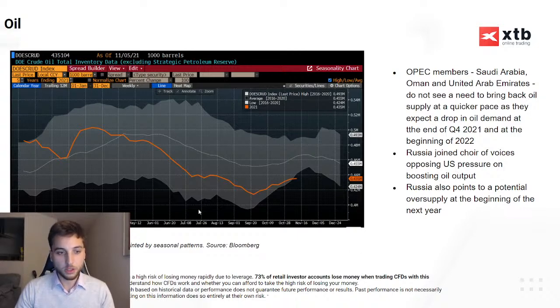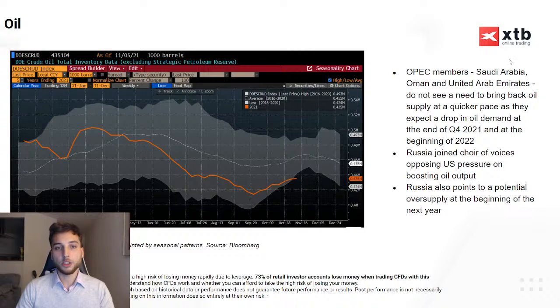Here on the Bloomberg chart on the left, we can see U.S. inventories grew at a slower pace than hinted by seasonal patterns. So here we see the 2021 line. It is the orange line, and it is below, as you can see, the average, which is this dotted line.